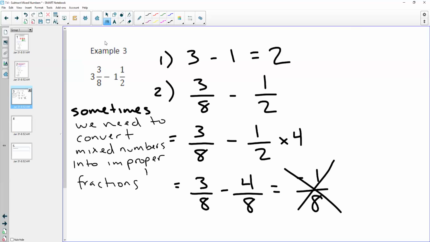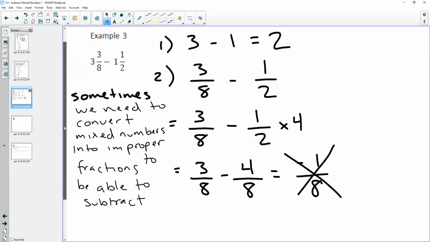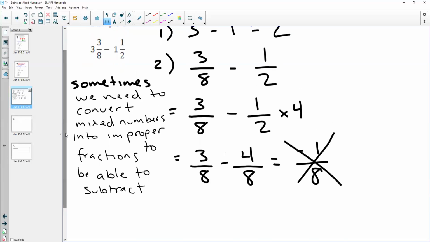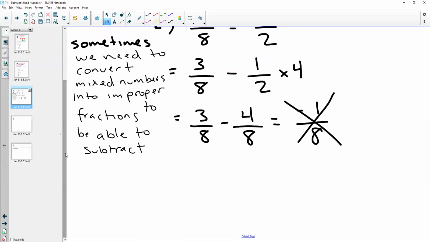To be able to subtract. So we're kind of stuck if we do it this way. So I'm going to show you a different method for subtracting fractions, subtracting mixed numbers, so that it will always work out for us, okay?